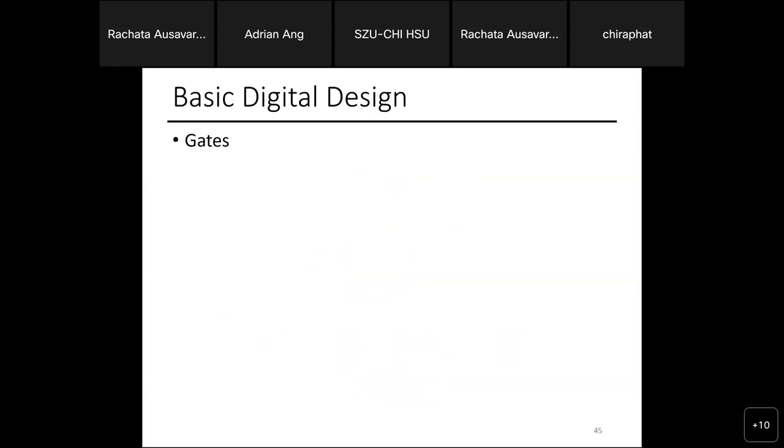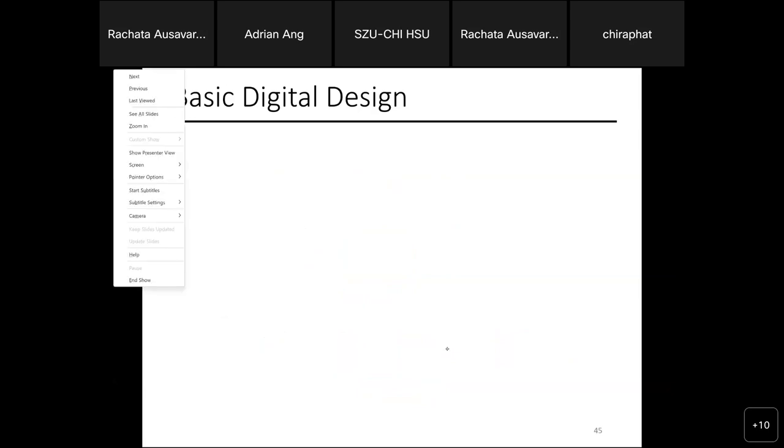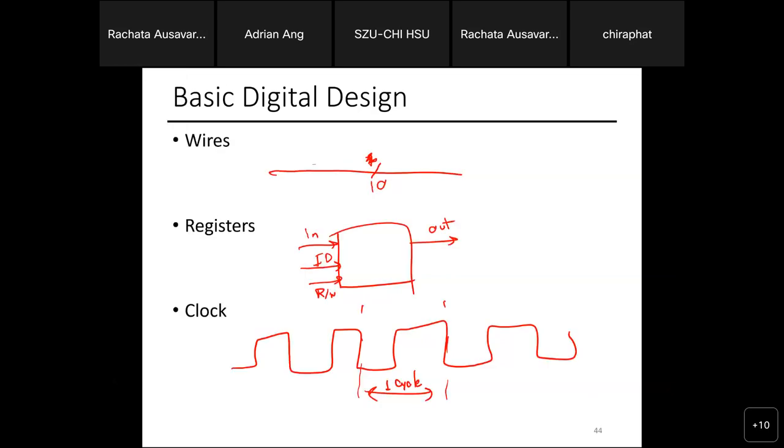Gates or things like that, yes. Basically, 4 gigahertz means that I do up and down at the frequency of 4 gigahertz, which means that every 1/4 of 1 nanosecond, so 0.25 nanosecond, I flip a clock from 1 to 0 and back to 1.